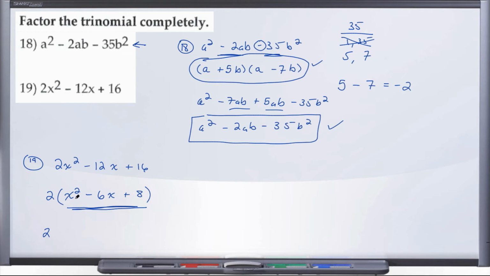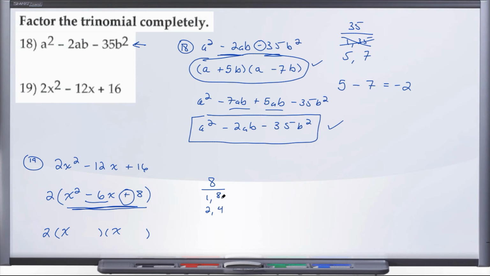And since we're working with a trinomial, we know this is going to factor into 2 binomials. We're working with an x, so let's go ahead and fill that x in at the start of each set of parentheses. And now we're looking for factors of 8 that add to give us -6. So let's go ahead and list the factors of 8. Well, we have 1 and 8, 2 and 4, and that's it.